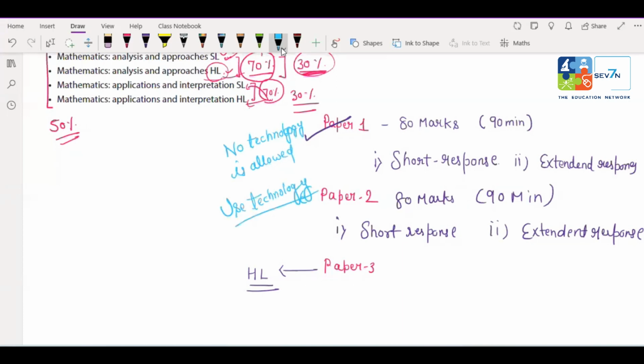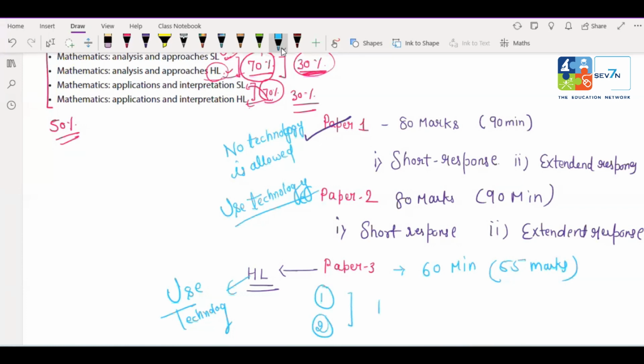After that, if we discuss this third paper, again, you can use technology. This third paper is of 60 minutes and 55 marks. In this paper, 2 compulsory extended response problem solving questions are there. Only 2 questions. And both are problem solving questions, and both questions are compulsory. Clear? Yeah. So this is the assessment outline.